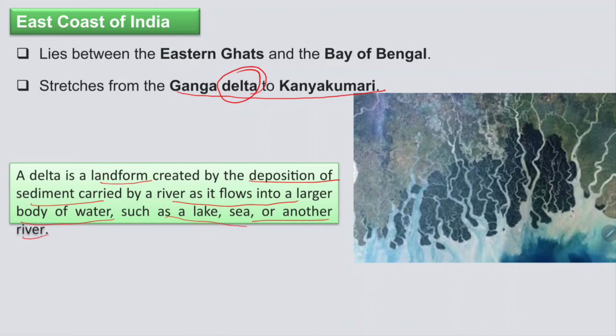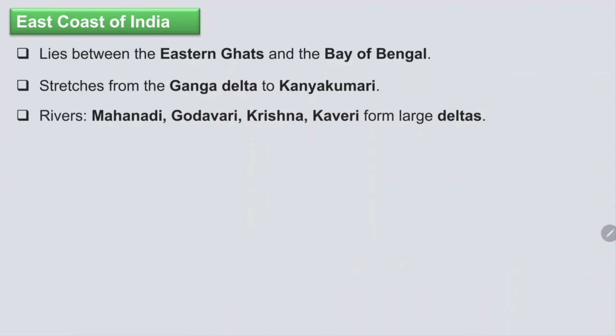See, suppose this is a river flowing, and this is the sea here. When this river is flowing, it is flowing in full force, but when it is about to reach the sea, it will be divided into so many streams, because the force has slowed down. See, so many streams are here. These are all streams, and in between these streams you will find land, this black portion. These are very fertile and are known as delta. I hope this is clear.